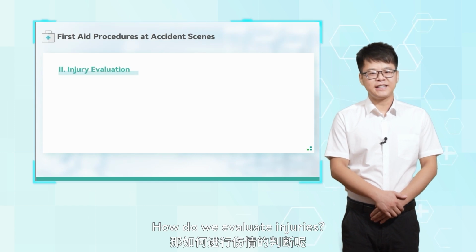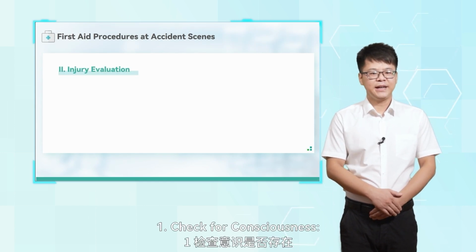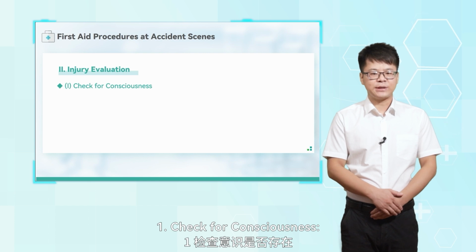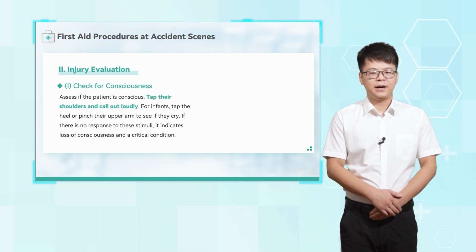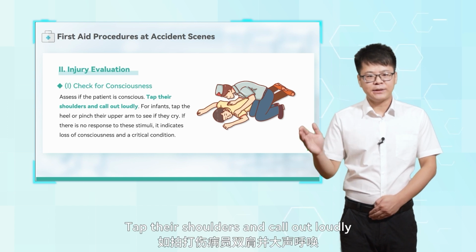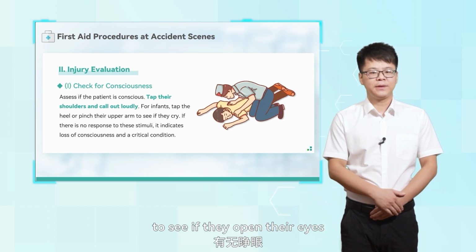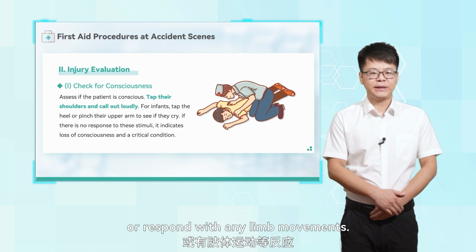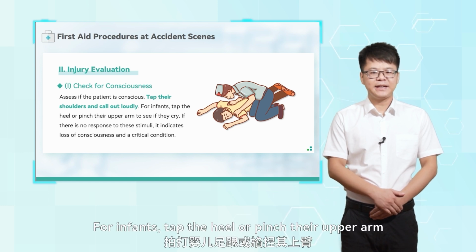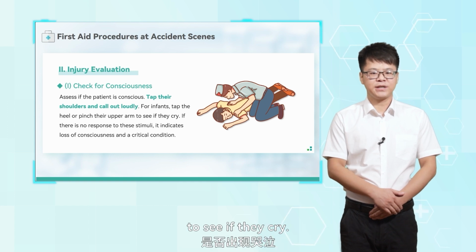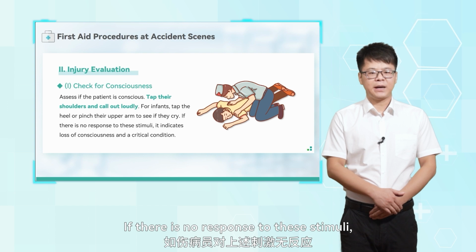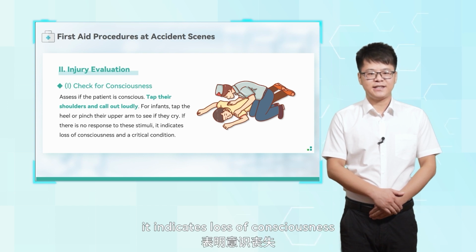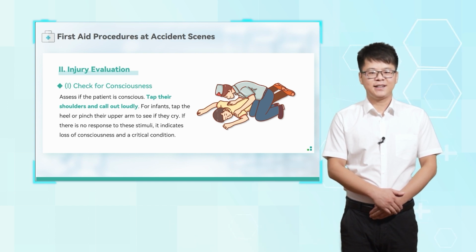How do we evaluate injuries? 1. Check for consciousness. First, assess if the patient is conscious. Tap their shoulders and call out loudly to see if they open their eyes or respond with any limb movements. For infants, tap the heel or pinch their upper arm to see if they cry. If there is no response to these stimuli, it indicates loss of consciousness and a critical condition.